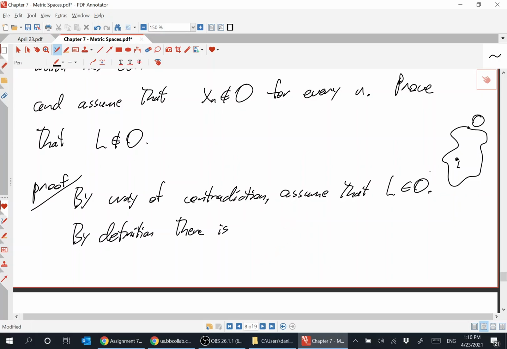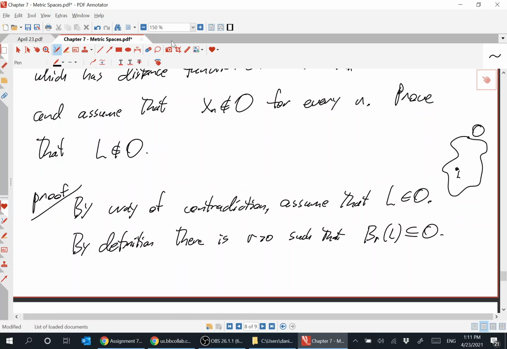What was the definition of open set? A set is open when for every X in O, there is what around X? R greater than 0, such that the ball B sub R of X is a subset of O. In this case, we're talking about L, not just X. So there is a ball of radius r around L that stays in the open set.